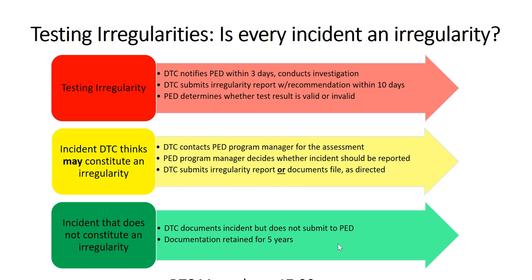Irregularities. So if something happens at a campus, a testing irregularity, the DTC is supposed to notify the PED within 3 days and then conduct an investigation. The irregularity report must be completed within 10 days. I like to do that within the 3 days myself, unless it's a huge investigation. Otherwise, you lose track of which accommodations you've sent in and which have not. And then we decide if the irregularity is valid or invalid test. They usually go with our district recommendation.